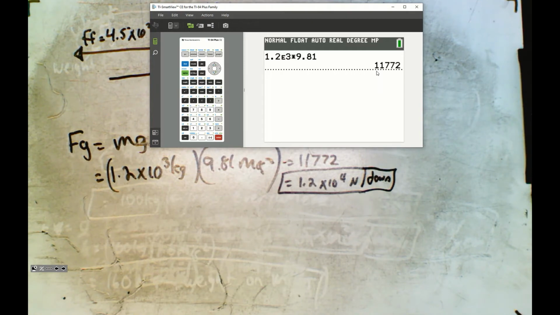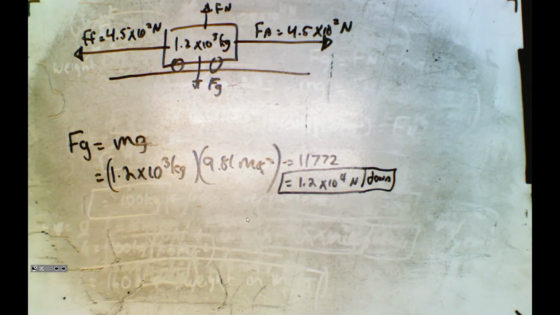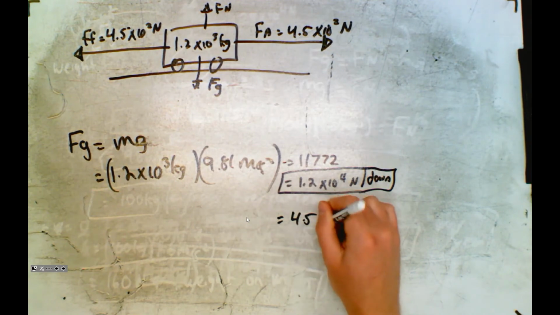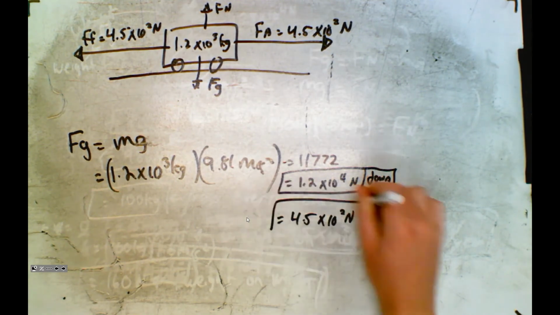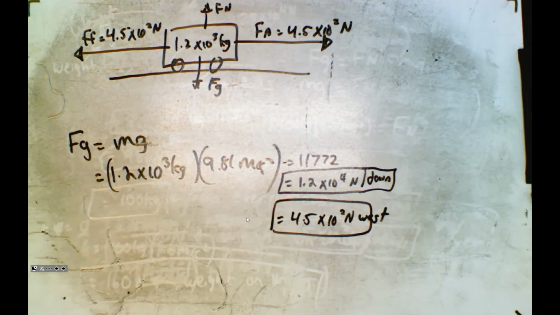Okay, and then determine the force of friction acting on the car. Well, the force of friction, because it's moving at a constant speed, is going to be the same as the force applied. I already drew that in there. The friction, 4.5 times 10 to the 2 newtons. Right? And we can say west, because the car is going east, so it's backwards.